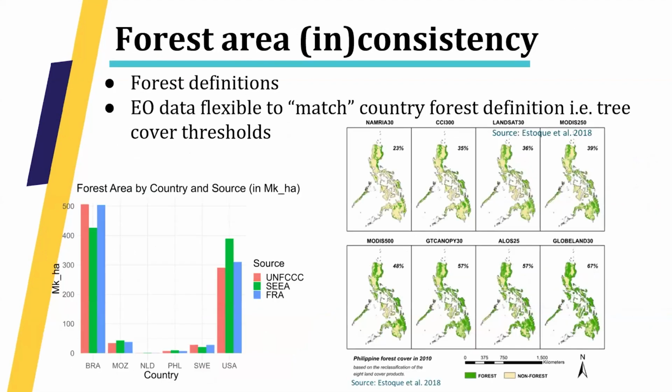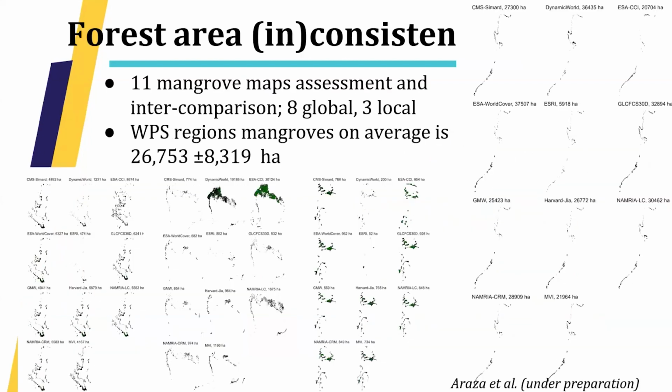So, last few slides, forest area inconsistency. You should also be cautious about this. There are a lot of forest definitions. This one is from Estoque et al., showing different forest cover in the Philippines. And this is also from a study differentiating forests reported under the different carbon accounting frameworks. This also relates to my ongoing study with the interim team.